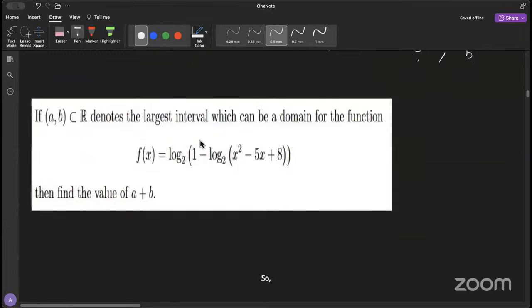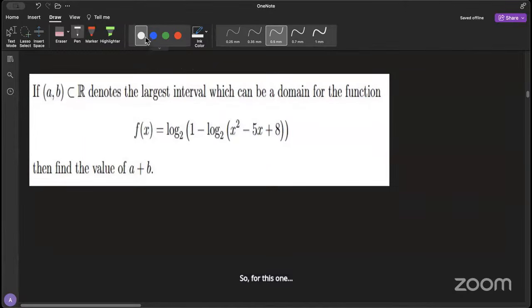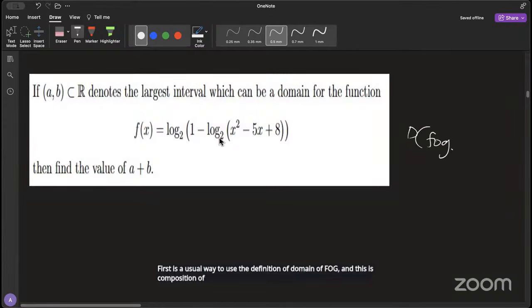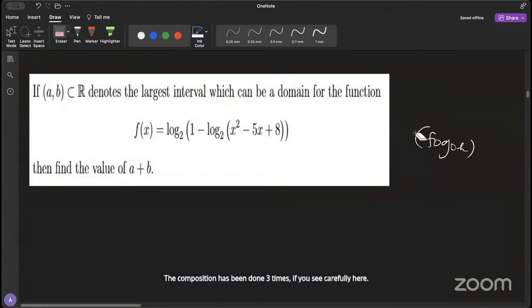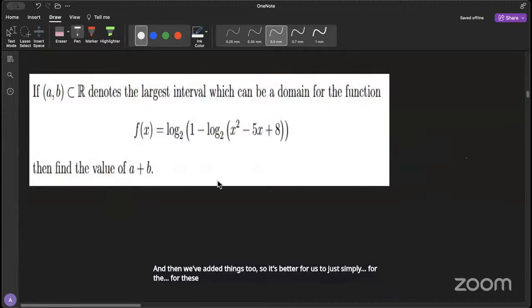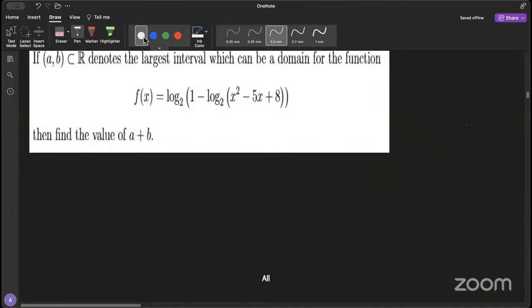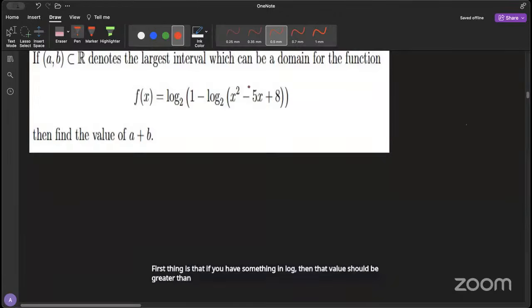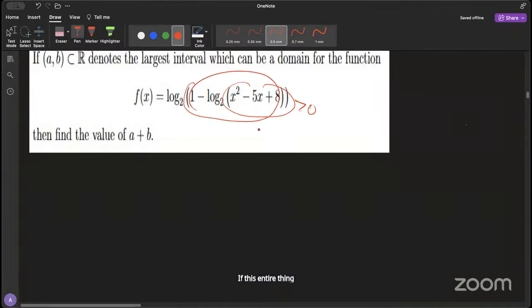So for this one, first is the usual way: use the definition of the domain of f of g. This is a composition of more than one function. The composition has been done 3 times if you see carefully here, and then we've added things too. For these kinds of functions, all you need to make sure of is, first, if you have something in log, then that value should be greater than 0. That means if this is in log, then this should be greater than 0. If this entire thing is in log, this entire thing should be greater than 0.